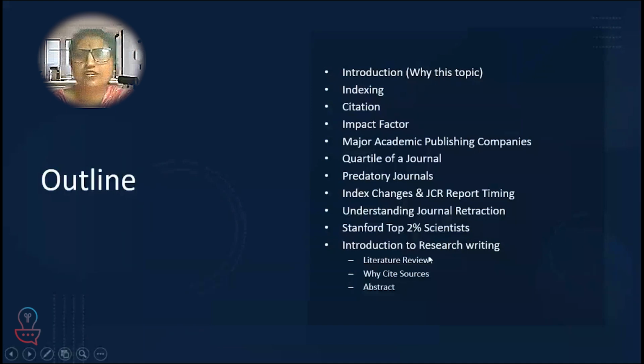The second part will contain an introduction to research writing. In this, we will discuss the literature review, and what citation is and why it is important. Then we will discuss the abstract.